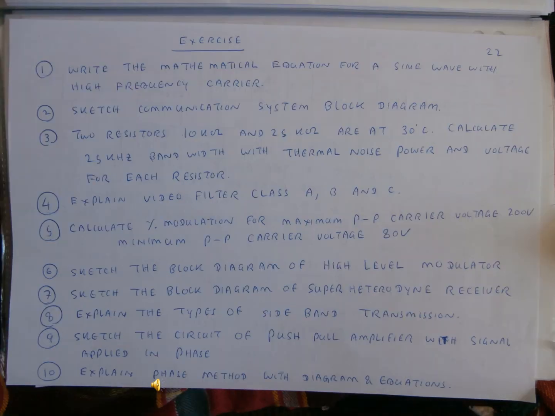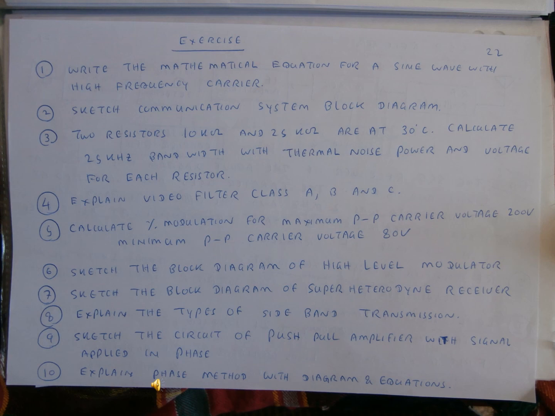Based on those examples, you have to do the exercises. Exercise 1 is to write the mathematical equation for the sideband with the high frequency carrier. Number 2 is the communication system block diagram. Number 3 is two resistors, 10 kilo ohm and 25 kilo ohm, at 30 degrees centigrade. Calculate the noise power and voltage for the resistors with a 20 kilohertz bandwidth.